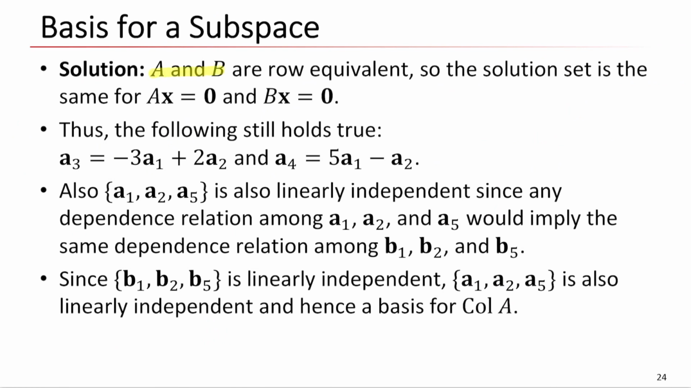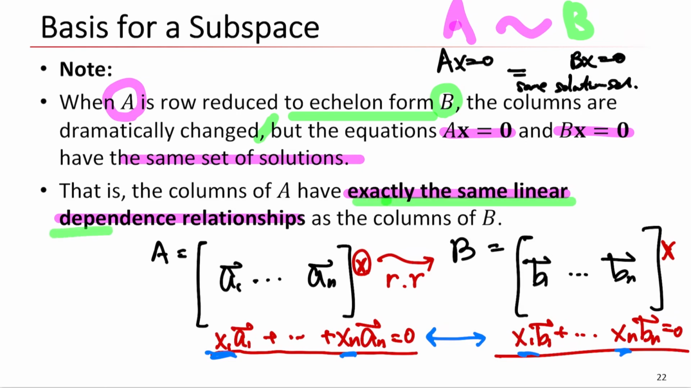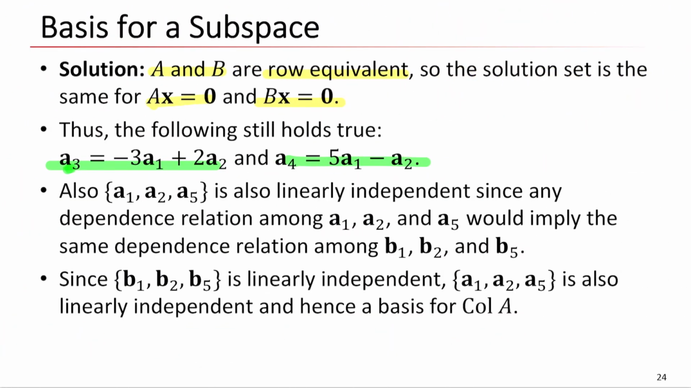Okay, so first of all, A and B are row equivalent. So the solution set is the same for Ax equals 0 and Bx equals 0. So the following still holds true. What does it mean? From here, the linear dependence relationships are the same between A and B. So there was a linear dependency among the column vectors of B, and the column vectors of A also have the same linear dependency. And A1, A2, A5 is also linearly independent, since any dependence relationship among A1, A2, A5 would imply the same dependence relation among B1, B2, B5.